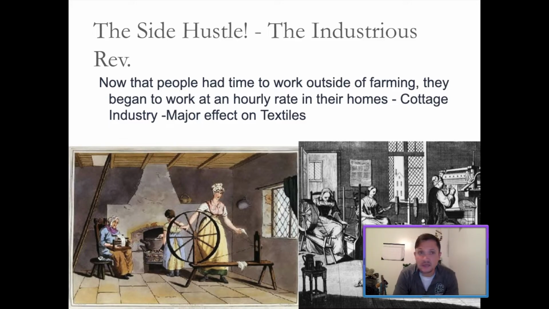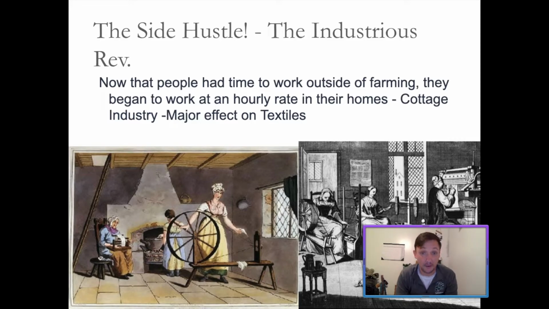Tutoring math mostly. So the greatest thing about the Industrious Revolution was that there needed to be less labor on farms, so the people who still worked on some of these farms now had their entire afternoons and evenings open to do more work to make money at an hourly rate. So it provided time for people to work, right? It was adopted, this thing called the Industrious Revolution, where people began to work for a wage, like a little side hustle job, instead of their main job, which was farming. So now people had time to work outside of farming.